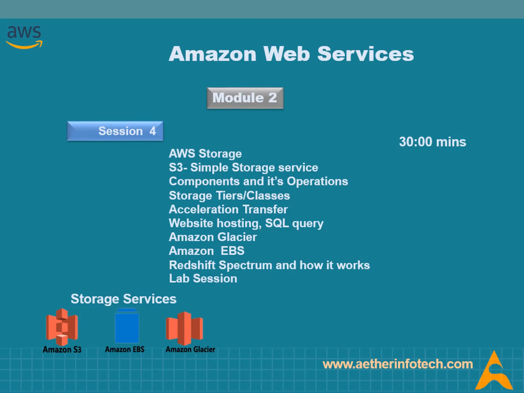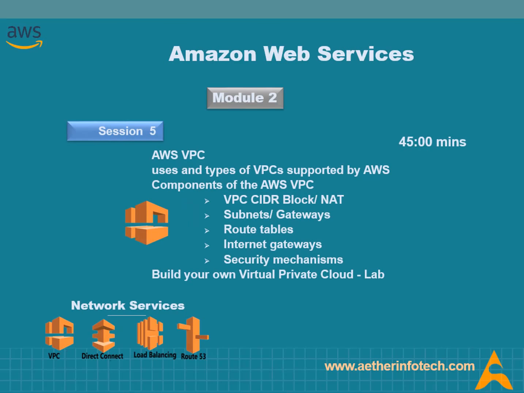In session 5, we'll focus on network services. In detail, we'll talk about VPC and Route 53. In VPC, we'll talk about the various types of VPCs which are supported by AWS and its components. At the end, in the lab session, we'll build our own virtual private cloud.